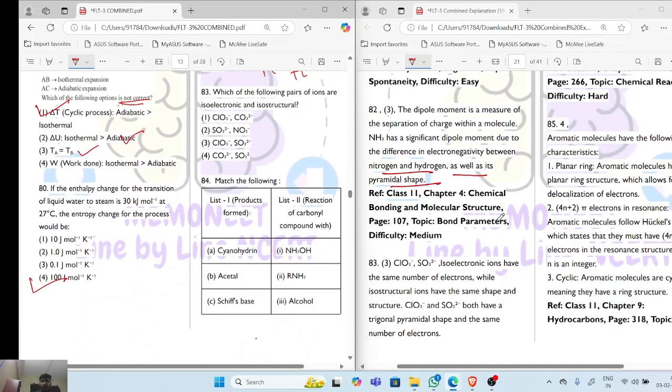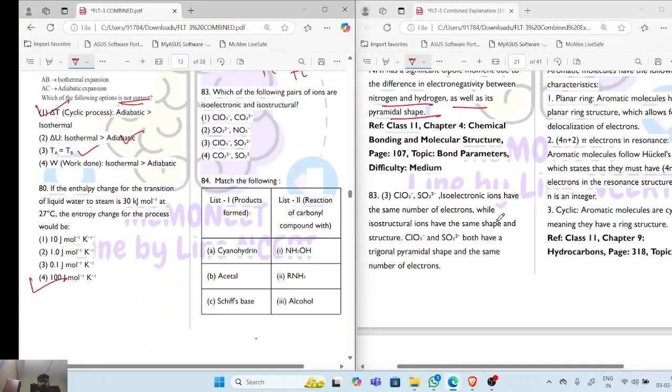Now comes to question number 83. Which of the following pair of ions are isoelectronic and isostructural? Means same electrons and same structure. So option number 3, we can directly solve. We can directly calculate the number of electrons and structure. This is a very basic question of the chemical bonding chapter.